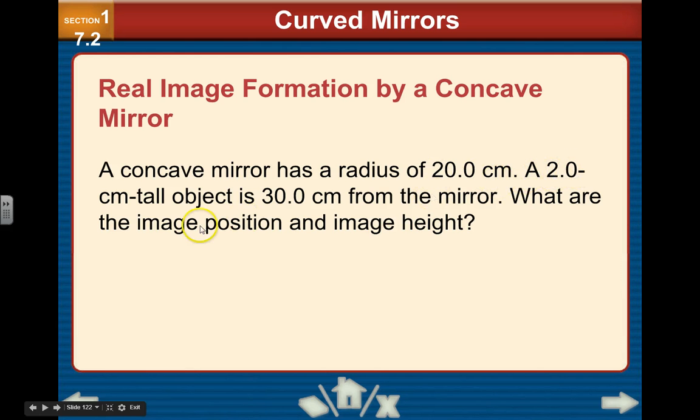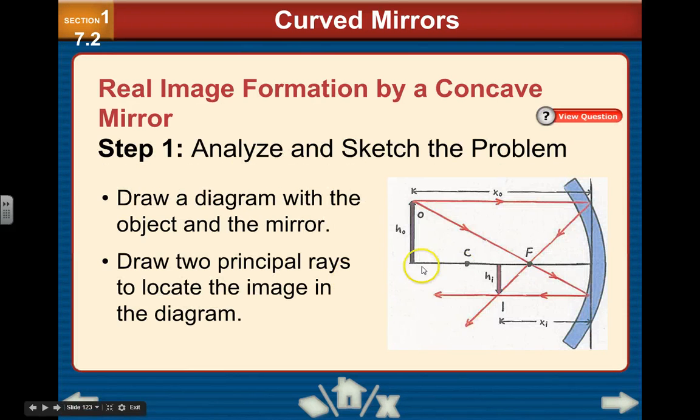We're going to look at an image that's 2 centimeters tall, and the object is 30 centimeters from the mirror. So in other words, the object is further away than the center point, C, which is, again, the radius of the circle. And we want to figure out where the image is and what the image height is going to be. So we're going to start with a ray diagram.